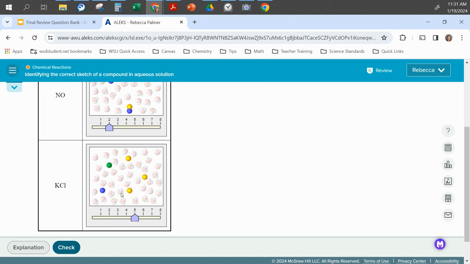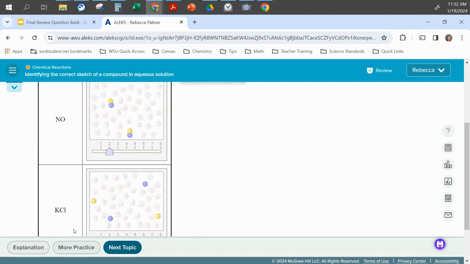This one's wrong because there's an extra element type. There's only 2 in our formula. So this must be it because we could say this is potassium and this is chlorine, 1 to 1 ratio. They're broken apart. That's what we're looking for. And that one's wrong, and that one's wrong. Does that make sense how we're kind of going through and matching them?